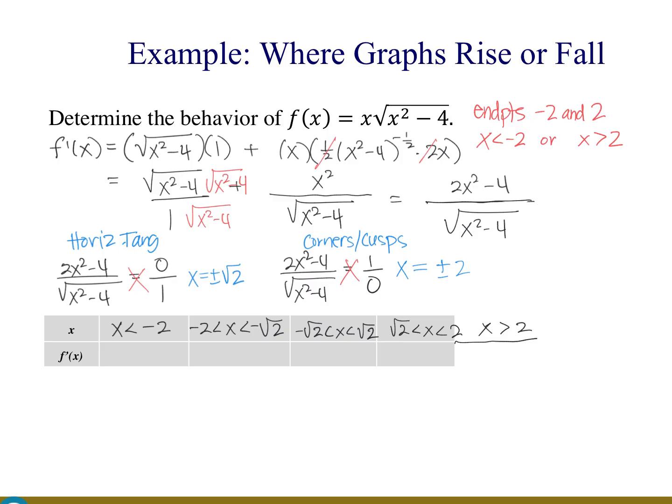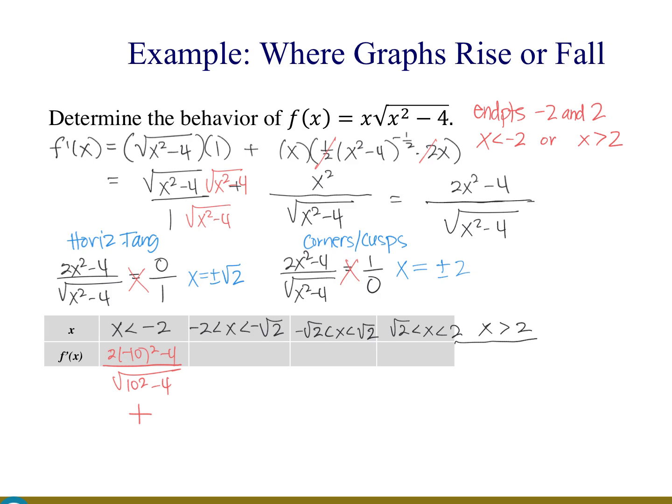So you want to pick numbers that are within those intervals and test them in the derivative. Don't test them in the original problem, test them in the derivative. So I'm going to pick a number less than negative 2. I'm going to pick something crazy like negative 10. And in the derivative, I'm going to test it. 2 times negative 10 squared minus 4 over the denominator of the rad of 10 squared minus 4. Do I really care what that turns out to be? What do I mostly care about? Okay, what's the numerator going to be? Positive. What's the denominator going to be? Positive. So this whole thing is positive, which means the graph is going in what direction? Up.